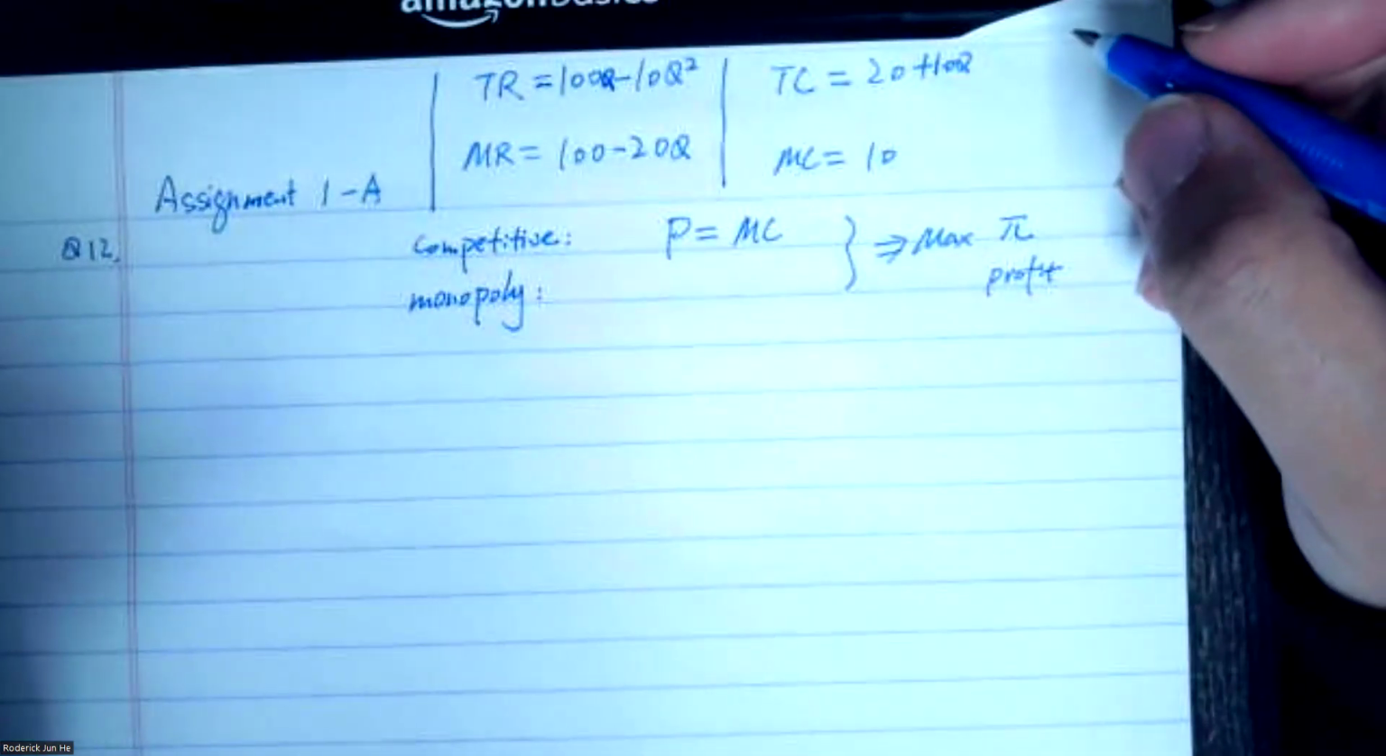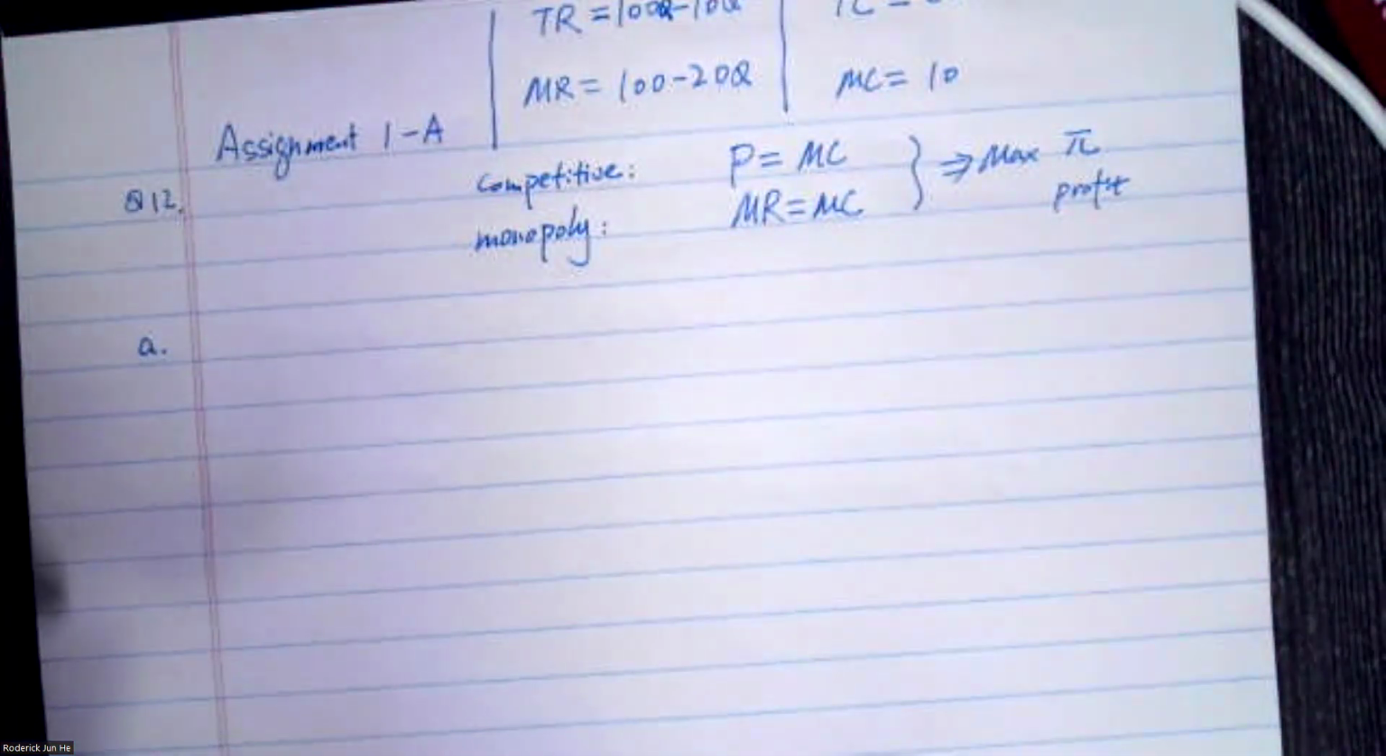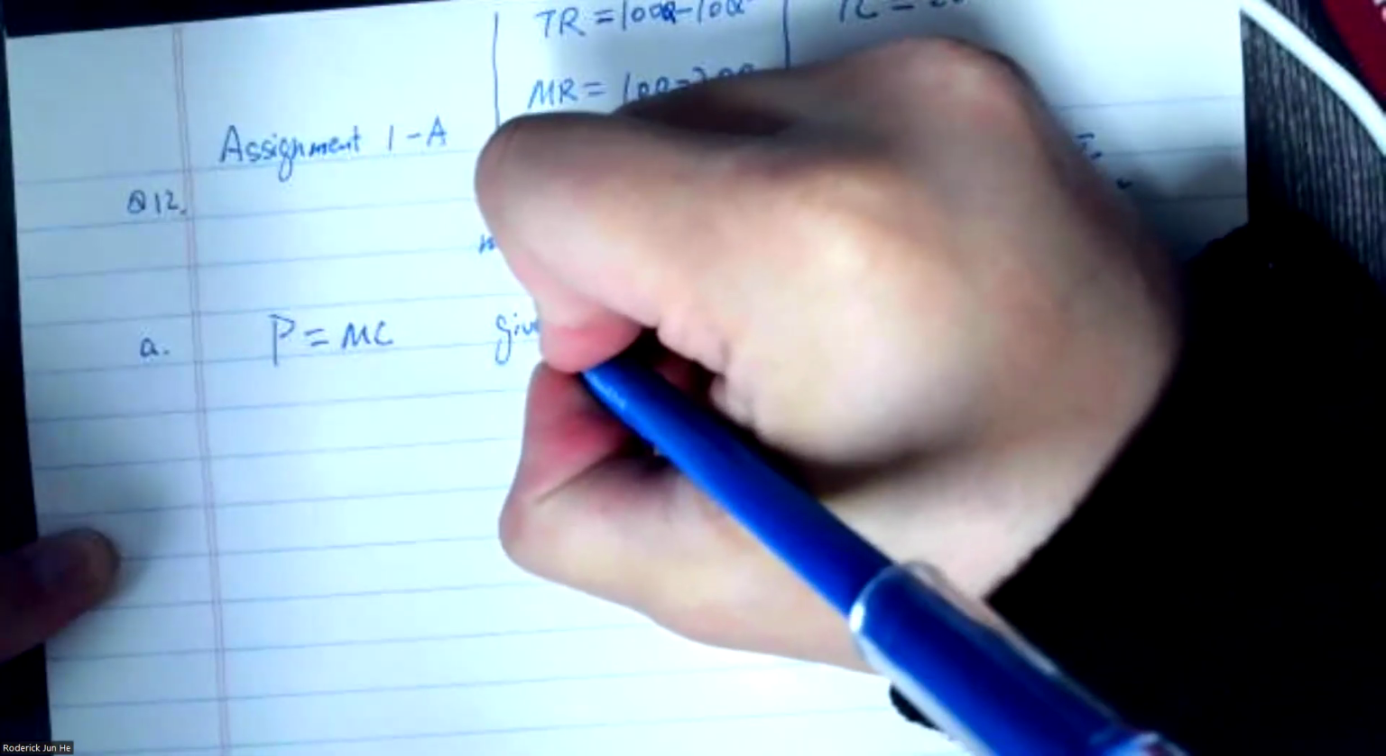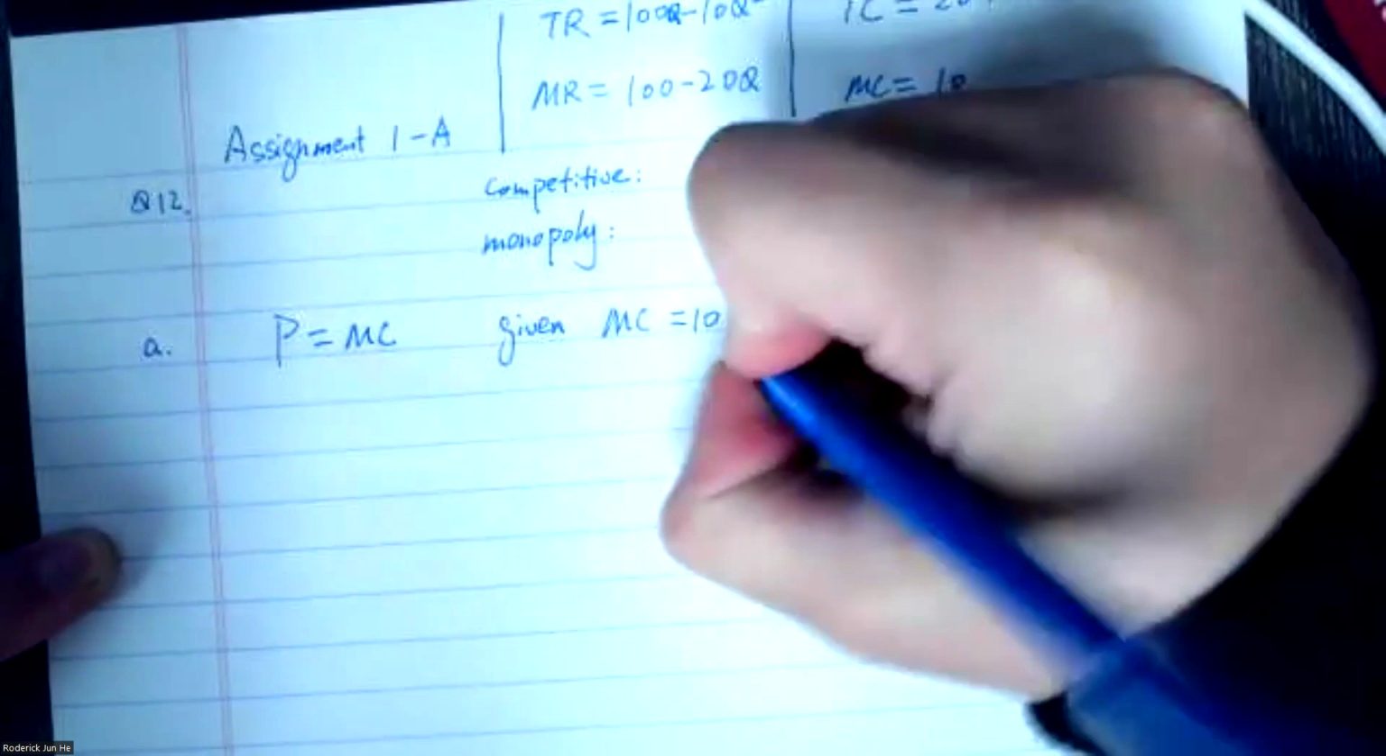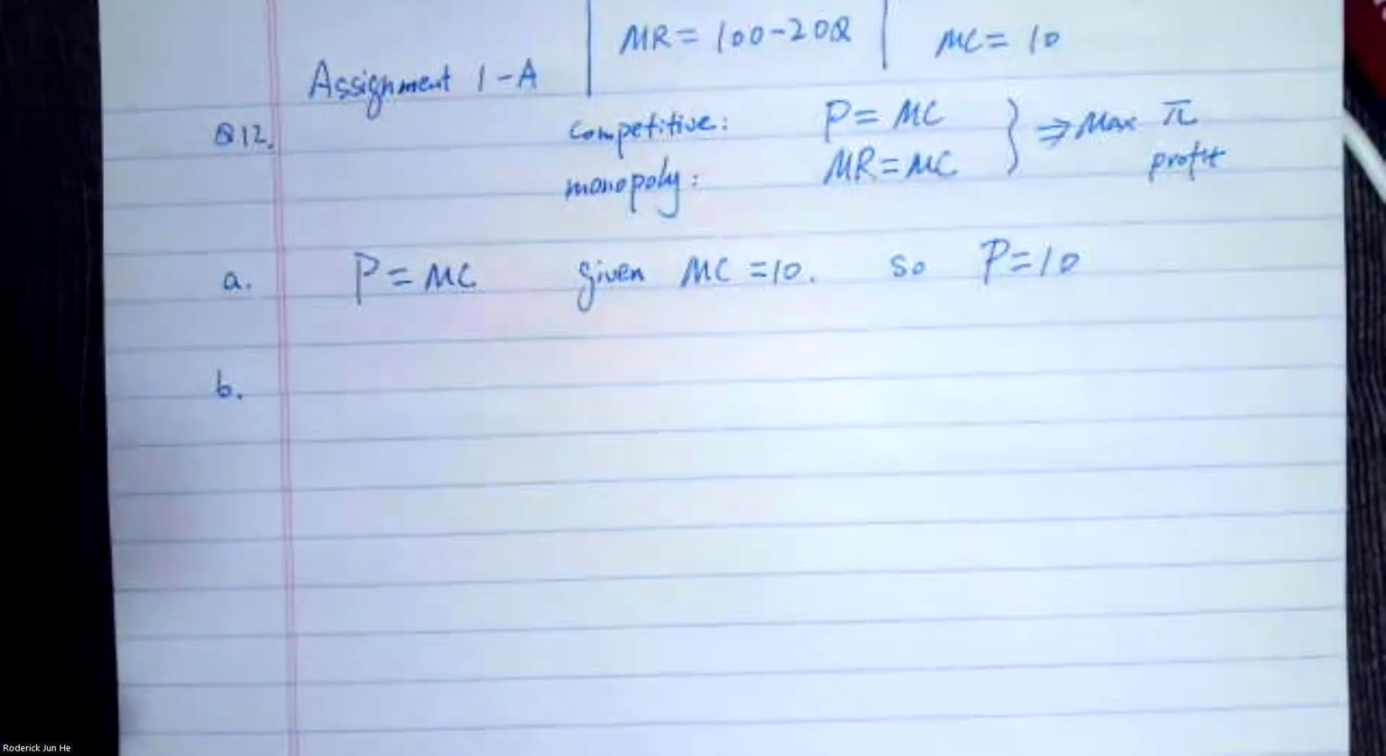For a monopoly, that is marginal revenue equals marginal cost. So then question A is to ask you what price will you charge if you're in a competitive market. So that's price equals marginal cost. And here it's given that marginal cost equals 10, so price equals 10. So that's question 1. And question 2 takes a little bit of a twist, okay?